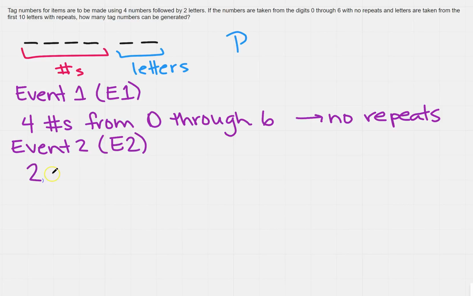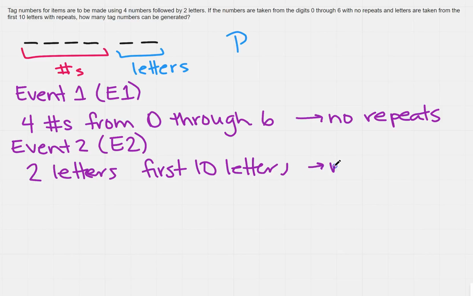Well, I have 2 letters. And this time the letters are what? Well, they're being taken from the first 10 of the alphabet, so the first 10 letters. Okay, so I've got that. Now, can these be the same? It says yes, there are repeats, so you can write may repeat or something that reminds you of that.